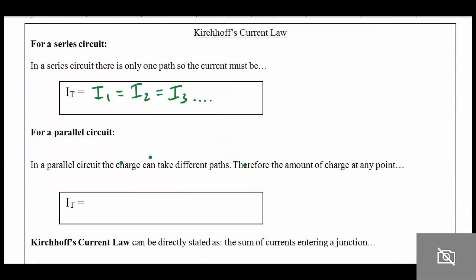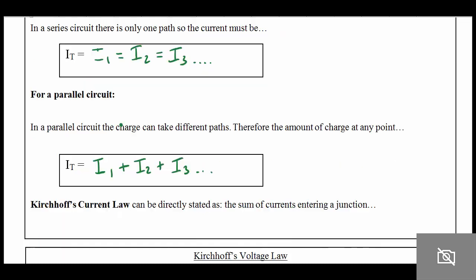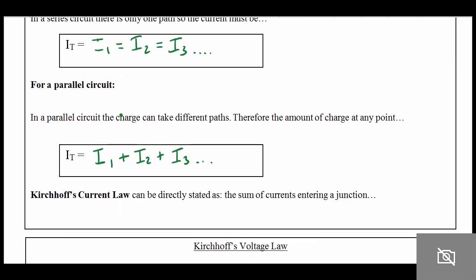And so for a parallel circuit, the total current is equal to the current through the first item plus the current through the second plus the current through the third, and so on, up to however many things we have connected in this circuit. So Kirchhoff's current law can be generally stated as: the sum of the currents entering a junction must equal the sum of currents leaving that same junction.